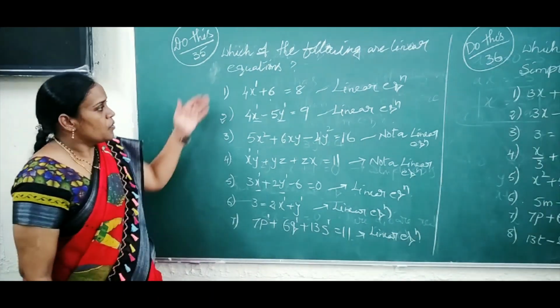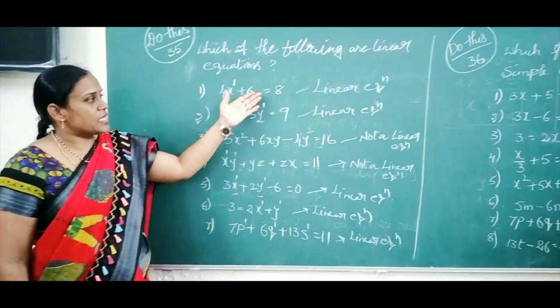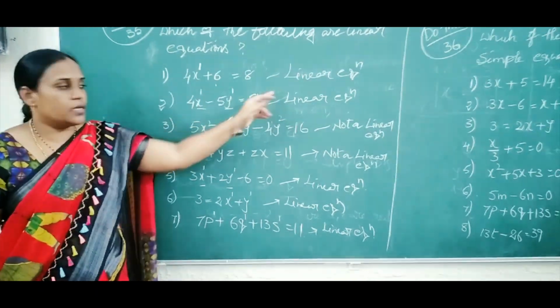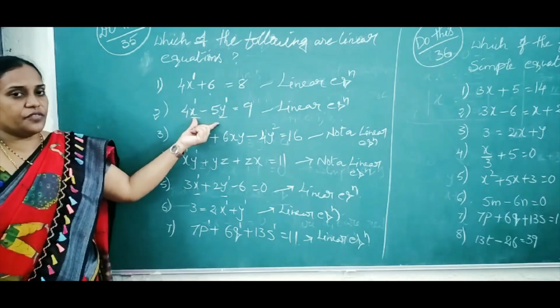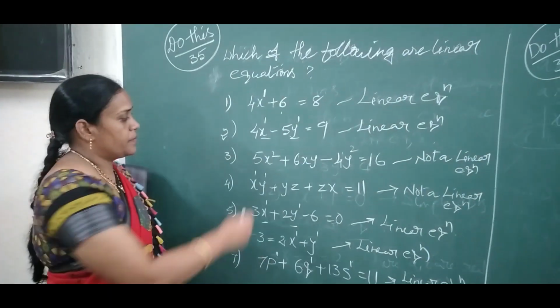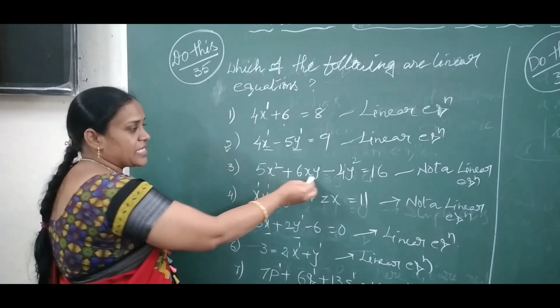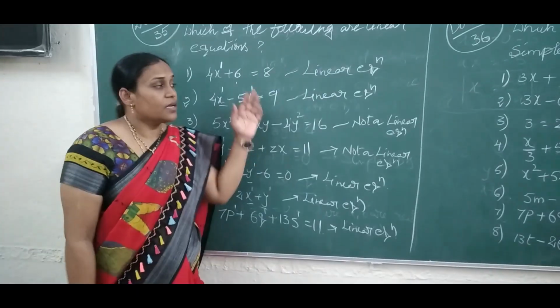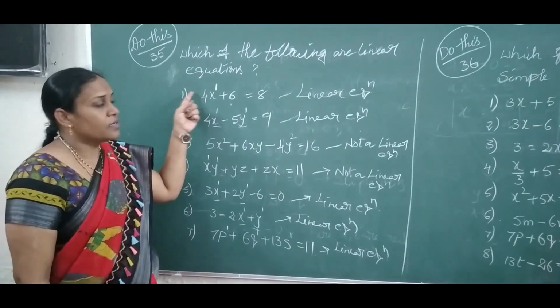So, here we have 4x plus 6 is 1. It is not a linear equation in one variable. Next, 5x square plus 6xy minus 4y square. Complete these linear equations. Okay.